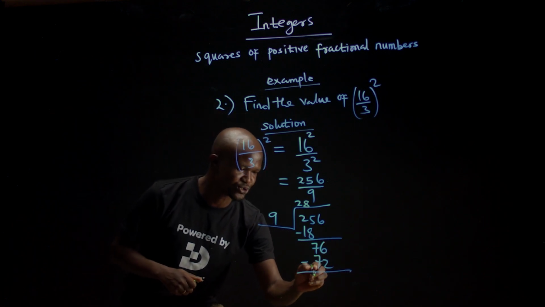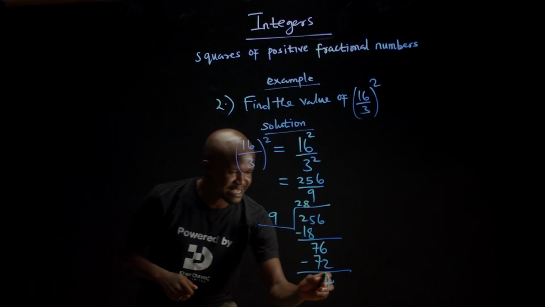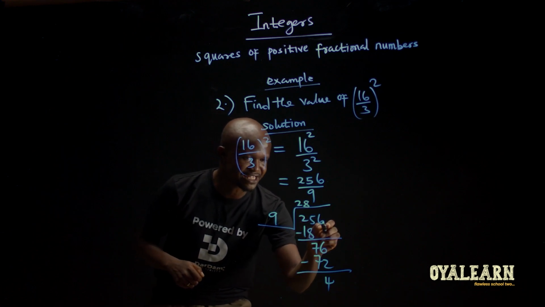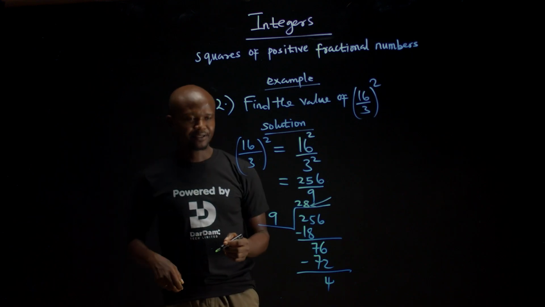76 minus 72, what do we have? 4. So in this case, this is the remainder. And we have the divisor, and we have the dividend, and we have the quotient here, which is 28.